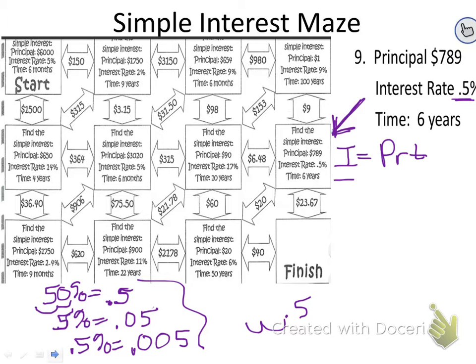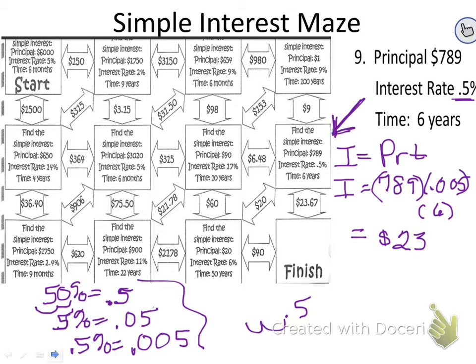Your interest is what we're looking for. So for principal, $789 times 0.005 times 6 years. I ran out of room there. And then once you punch that in your calculator, go ahead and take a minute to do that if you need to correct it. If you did it correctly, then you should have gotten $23.67.